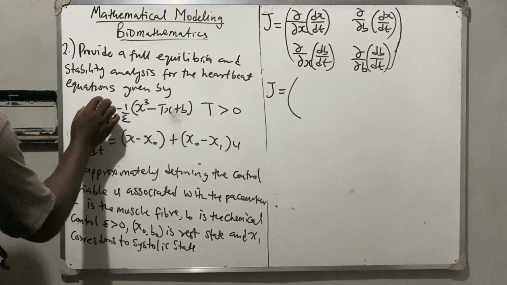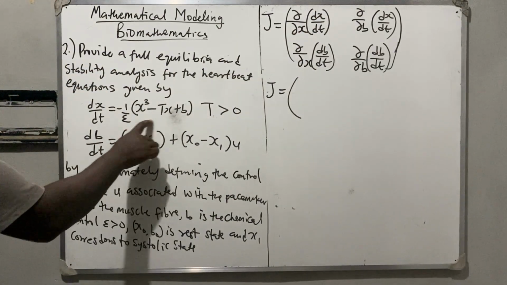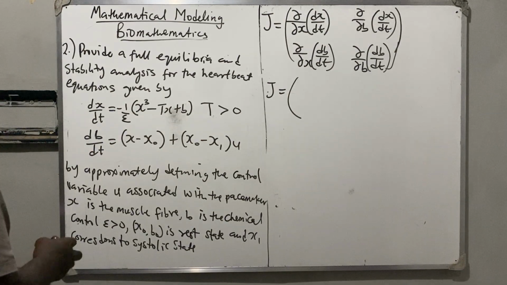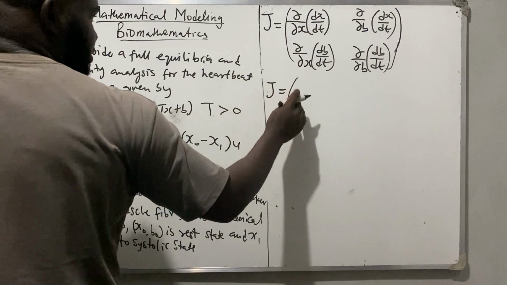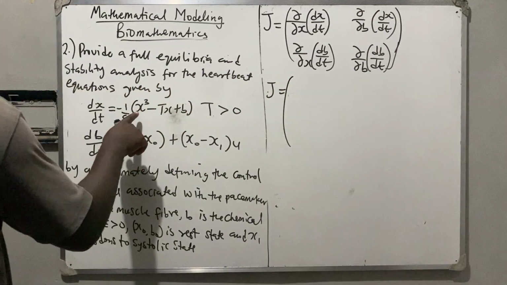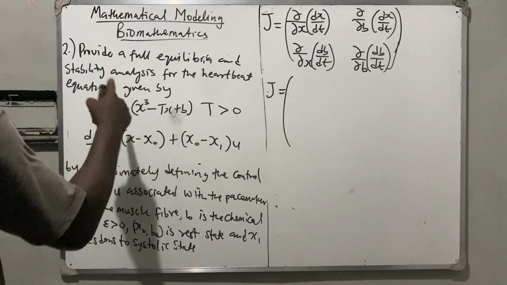So that means our J will now be equal to, we are differentiating this with respect to x, and this is equal to this. That means we're differentiating everything here with respect to x. So to differentiate everything here with respect to x, I'm going to have that this is minus 3 over epsilon s squared.